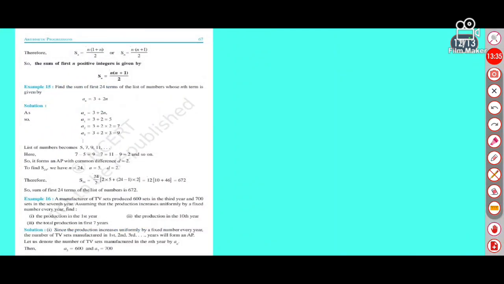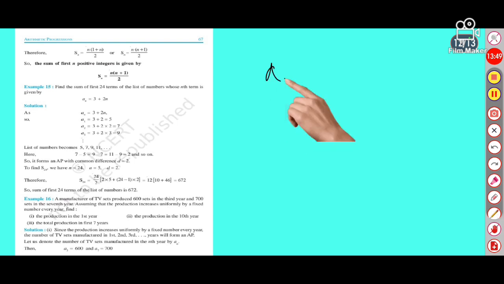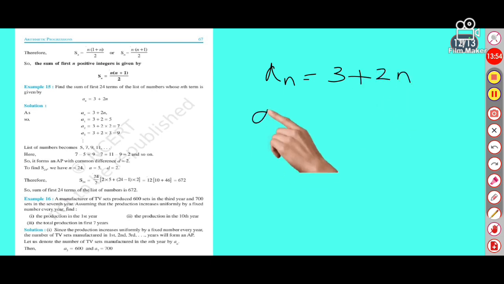Similarly, example 15: find the sum of the first 24 terms of the list of numbers whose nth term is given by an is equal to 3 plus 2n. Okay, fine. An equals 3 plus 2n. So a1 is equal to 3 plus 2, that is 5.